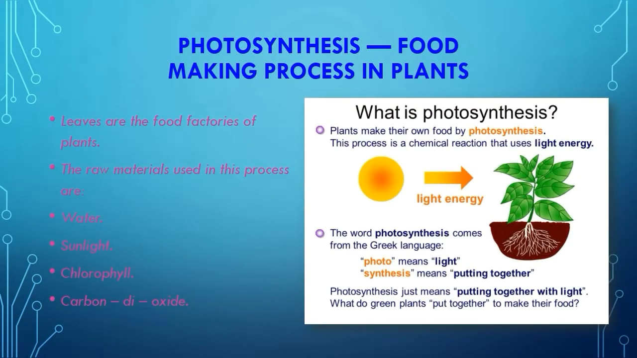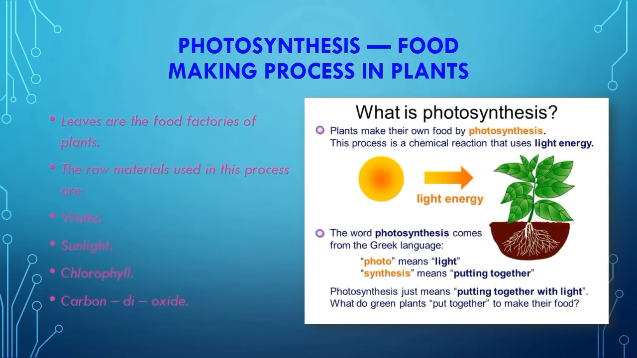We have seen about autotrophs and autotrophic nutrition. Now let us see how autotrophs make its own food. Autotrophs make its own food by photosynthesis process. What is photosynthesis? Plants make their own food by photosynthesis. This process is a chemical reaction that uses light energy.